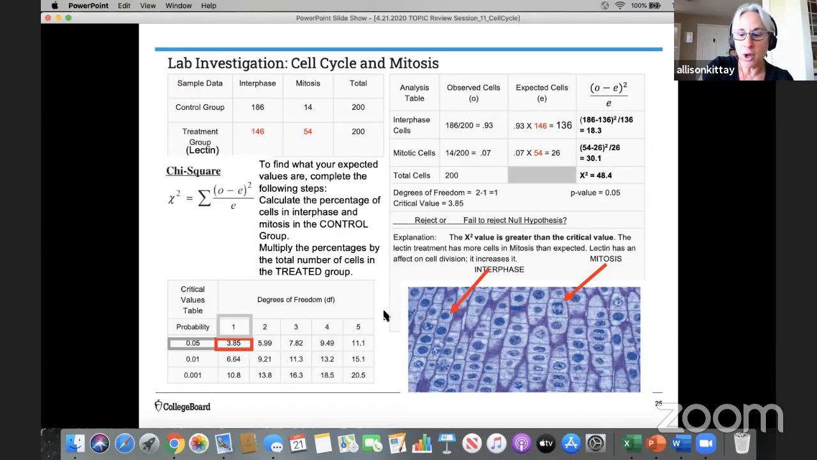So now we can decide what to do. We are going to reject our null hypothesis because this chi-square value is greater than the critical value. What that means is the lectin treatment has more cells in mitosis than we expected. What it means for the cell or the experiment is that lectin has an effect on cell division. It increases it. Okay, so go back and try the calculation on your own. You can stop it here and work out those details.